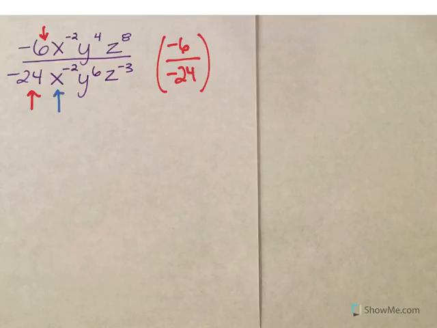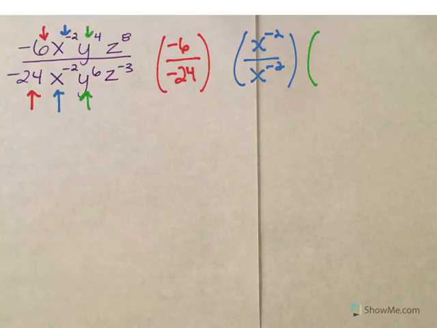Next we're going to look at our x variables. So in this next set of parentheses we'll write x to the power of negative 2 over x to the power of negative 2. Then we'll go ahead with our y's here and here. Y to the power of 4 over y to the power of 6. And finally, we've got our z values here on the end. Z to the power of 8 over z to the power of negative 3.